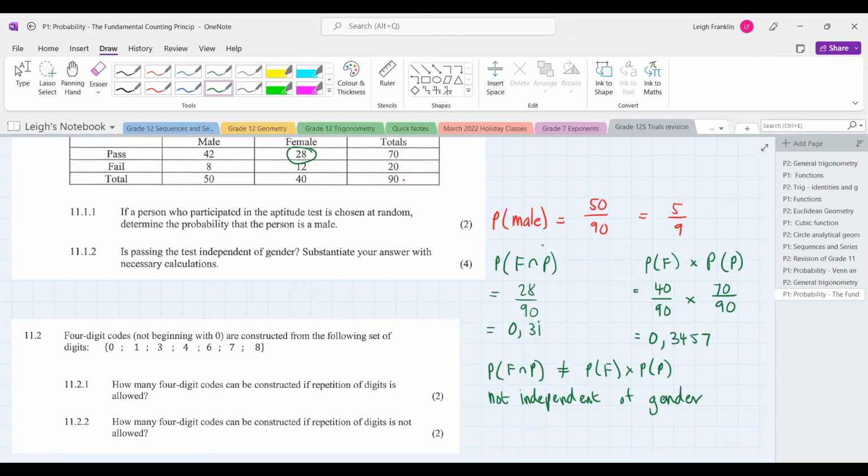In actual fact, what we have found is that gender does have a role to play in whether somebody passed or failed. I like this question more and more the more I look at it: there are more women that pass than men. Sorry, guys, but here the ladies come out tops. So not independent of gender, gender does play a role in whether the person passed or failed. Does that make sense to everybody?